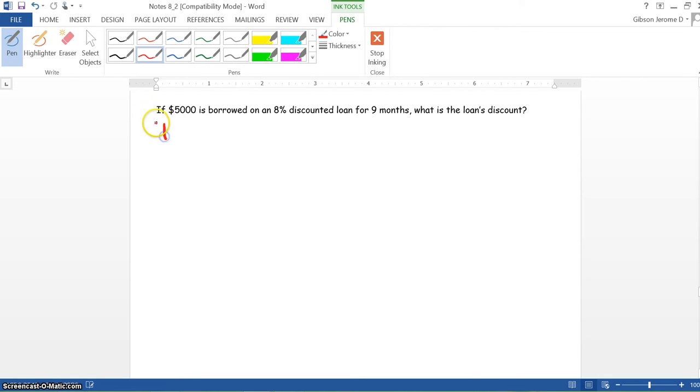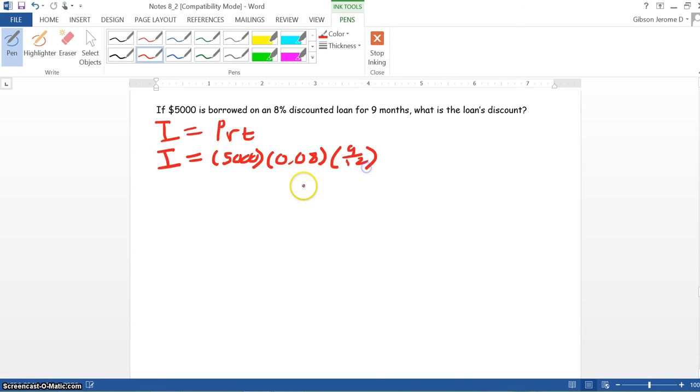So now we would take our simple interest. Interest is equal to principal times rate times time. We need to find the interest out first. The principal is $5,000. The rate is 8%, which is 0.08, and the time is 9 months out of 12 months. So we have our interest is equal to, we could take 5,000 times 0.08, which would be 400, times, we could simplify the 9 and 12. Both of them had 3 in common, so we would do 3/4.